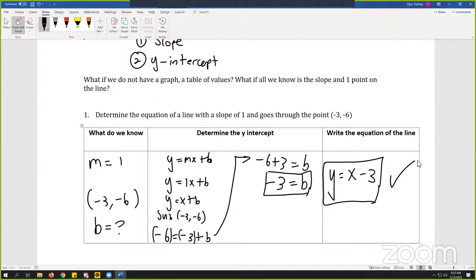Okay? So whenever you're missing a piece of information, your goal is always, what can I do to find that piece of information? I'm missing the y-intercept. Can I get it? If I'm missing the slope, can I get it? That's what you want. Okay?